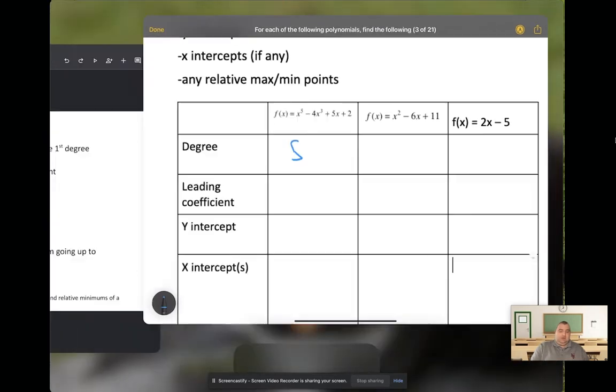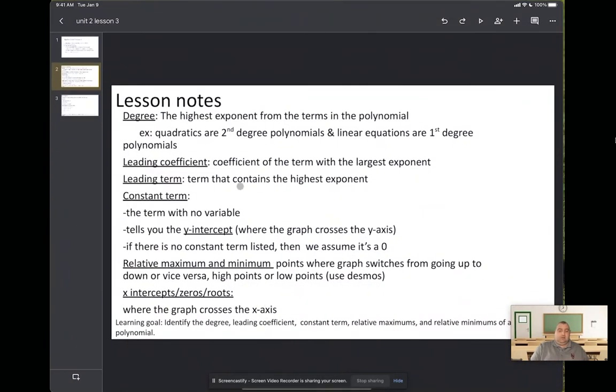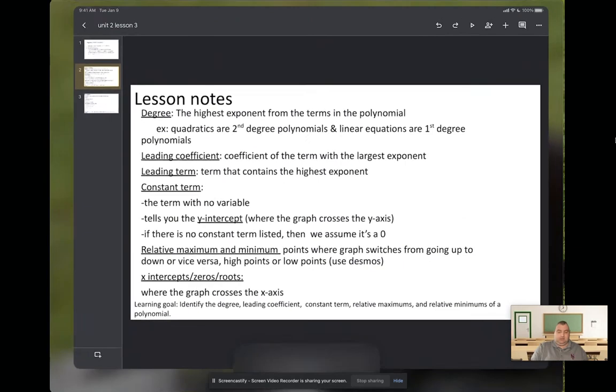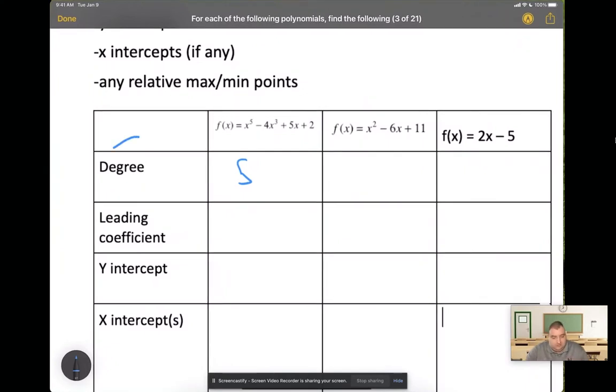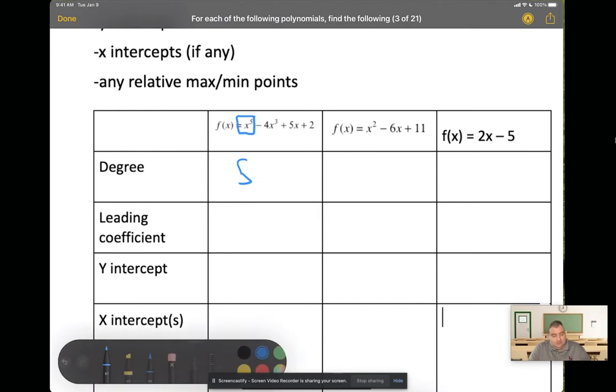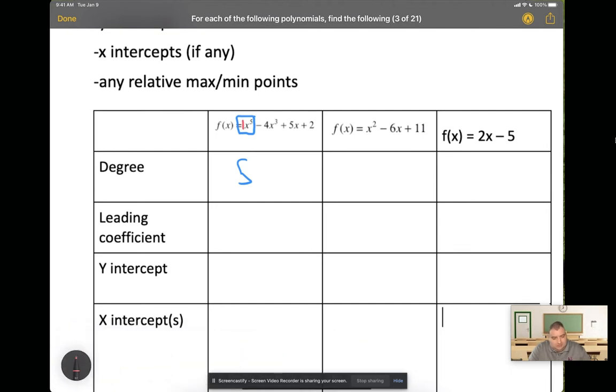Leading coefficient. Leading coefficient is the coefficient of the term with the largest exponent. So the term with the largest exponent is x to the fifth right here. What is the coefficient of that term? Well, there is no coefficient there. So you might remember, if there's no coefficient there, we assume that the coefficient is a 1. It's 1x to the fifth, so the leading coefficient in this case we would say is 1.